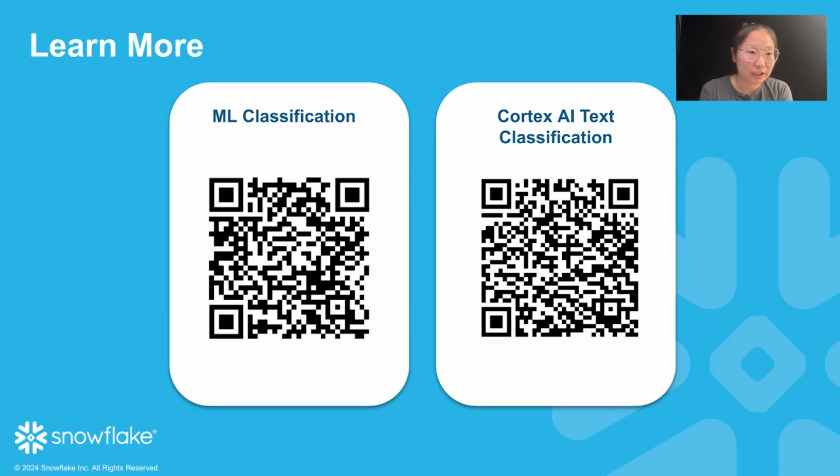To learn more about these two cool new Snowflake AI and ML capabilities Jesse and I shared today, we've linked the public documentation here on the screen. Recall that these two cool features are the ML classification capability, which allows you to train a classification model, which could be binary or multi-class classification, as well as a Cortex AI text classification model called classify text.